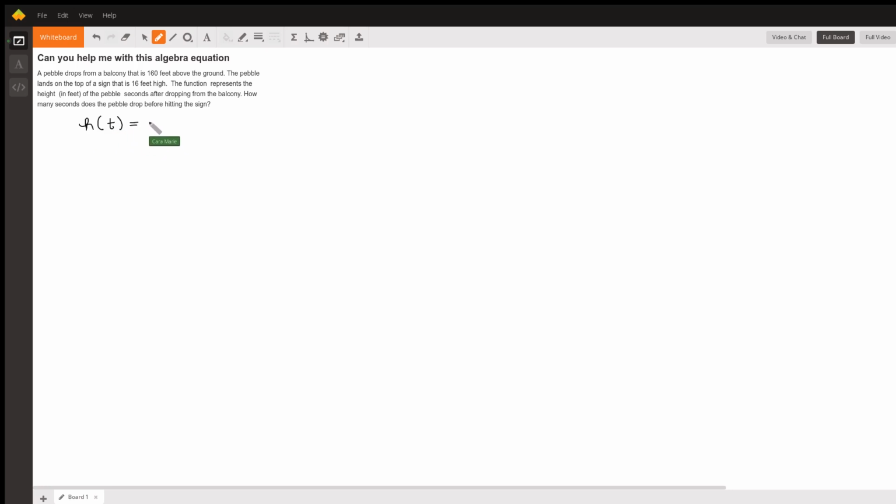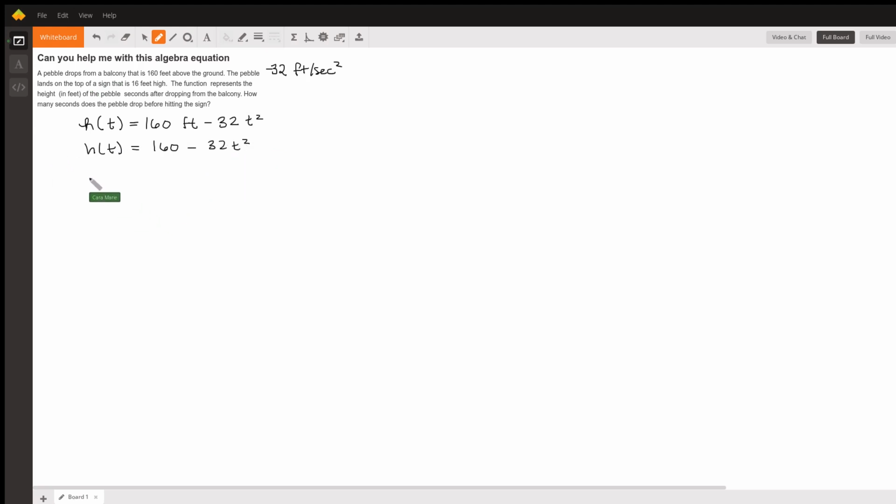That's going to be equal to where we start, so 160 feet above the ground, and then we have to take into account the force of gravity times time. In feet per second squared, gravity is negative 32 feet per second squared. So your height is going to be 160 feet minus 32t squared. Our function in general is then 160 minus 32t squared.